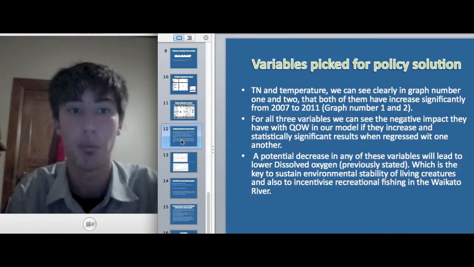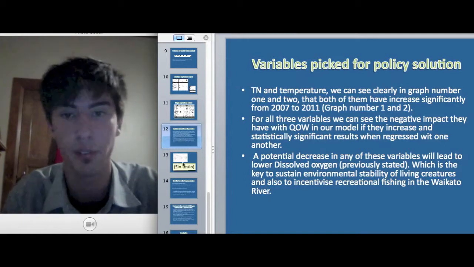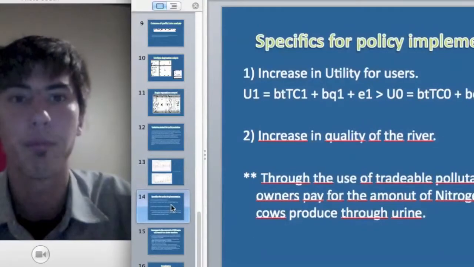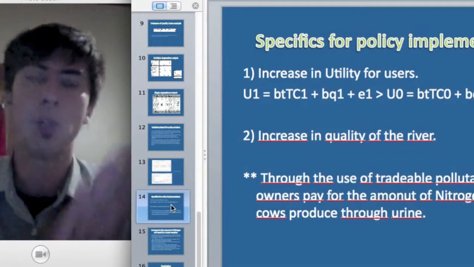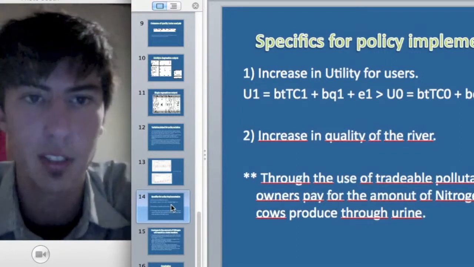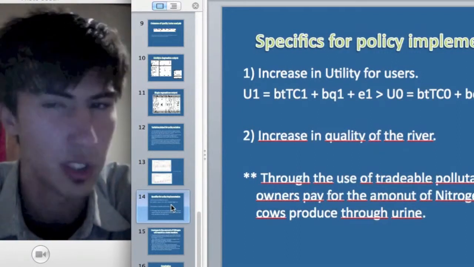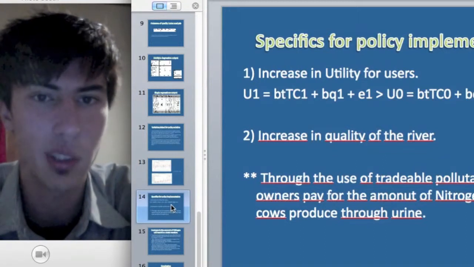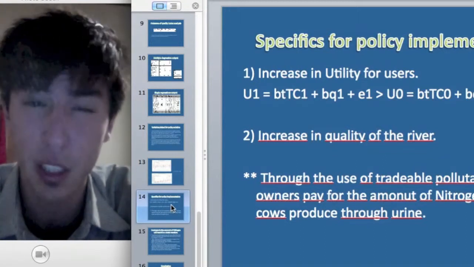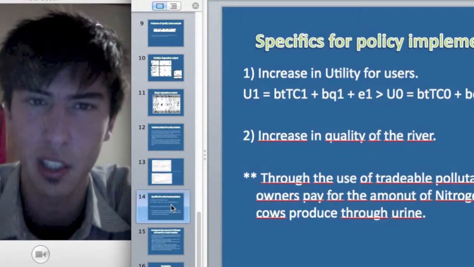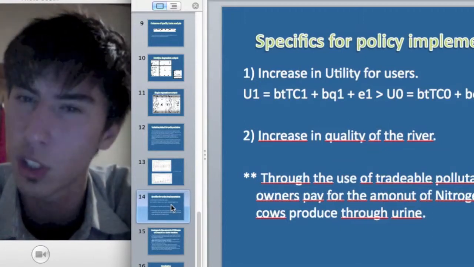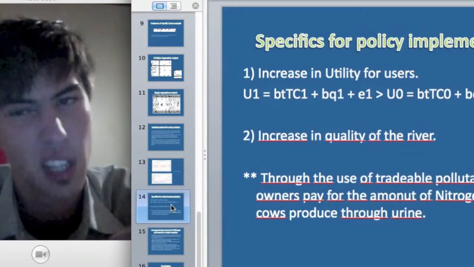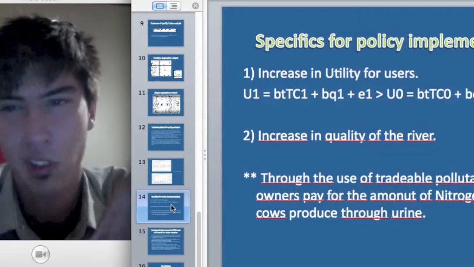If the quality indicator goes up, we expect utility to go up. Why? Because it's a feature that people value more. If we have a cleaner river with less nitrogen, lower temperatures, even maybe more fish, we will get more people interested in fishing, more people using it for swimming or sports or all sorts of other activities. So this is what we're trying to aim for, and also an increase in the quality of the river.